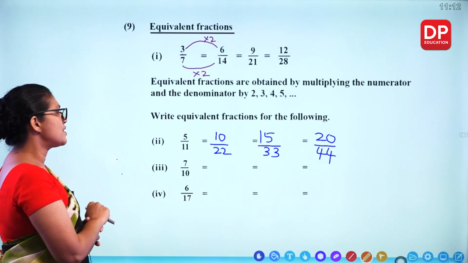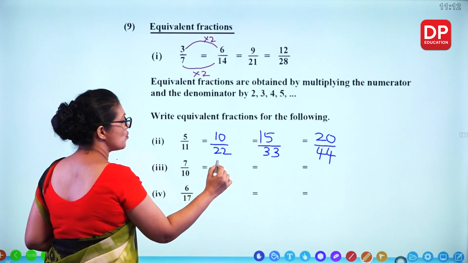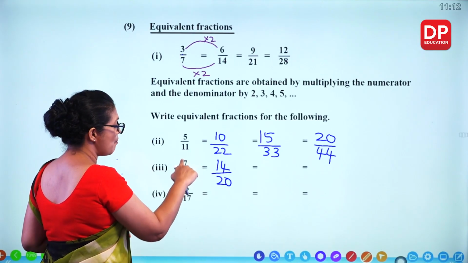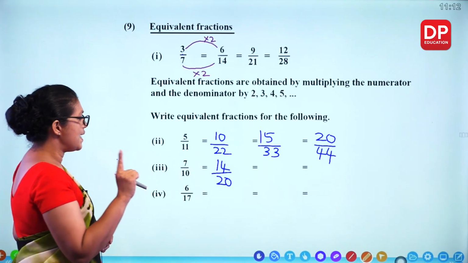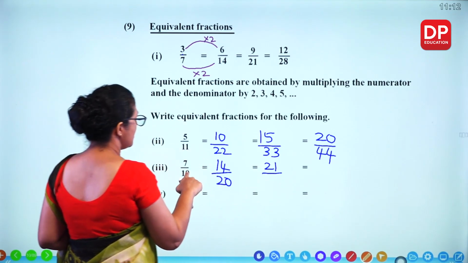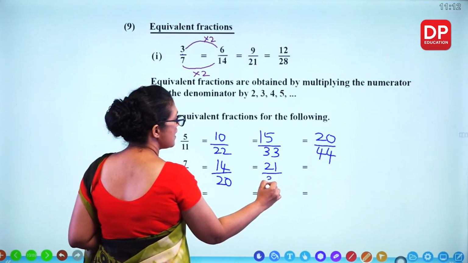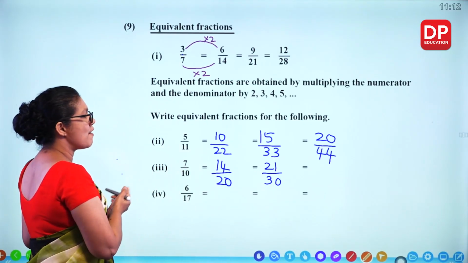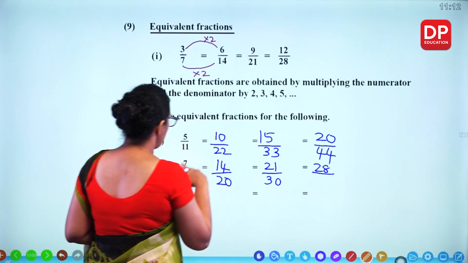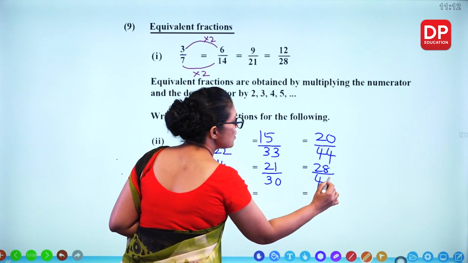Take this one, 7 over 10. You can multiply by 2. 14 over 20. Multiply by 3, both the numerator and the denominator. 7 times 3, 21. 10 times 3, 30. Multiply by 4. 4 times 7, 28. 4 times 10, 40.